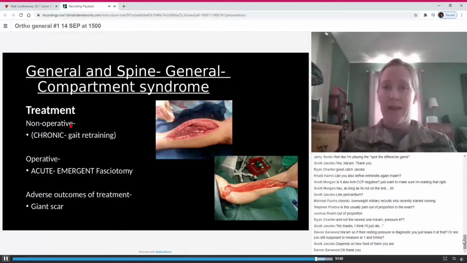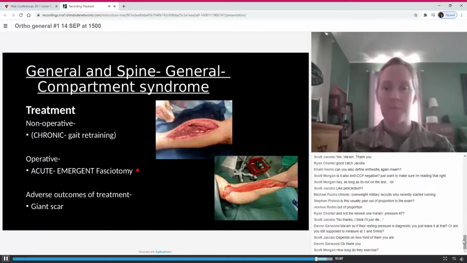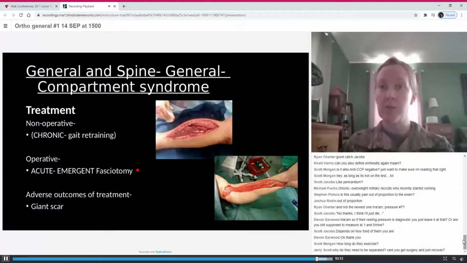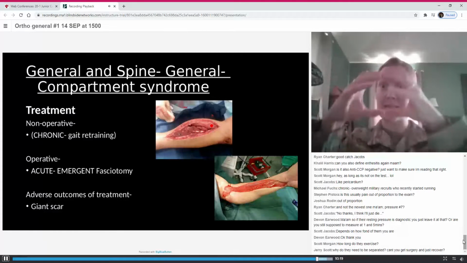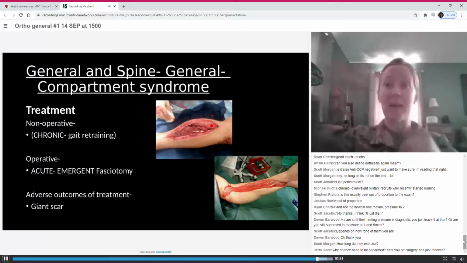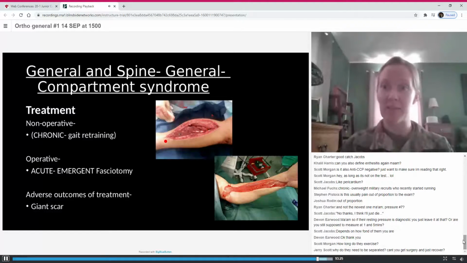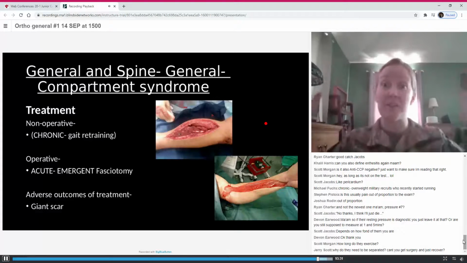Okay, so chronic, we do have options. Gait retraining is one of them. Acute compartment syndrome is emergent. So we go in and do a fasciotomy. What a fasciotomy means is that restrictive layer that's around the muscle, we unzip it. We cut it down the length. That's why this guy has been unzipped from knee until his ankle. And we cut that open, and then it can swell however much it wants.